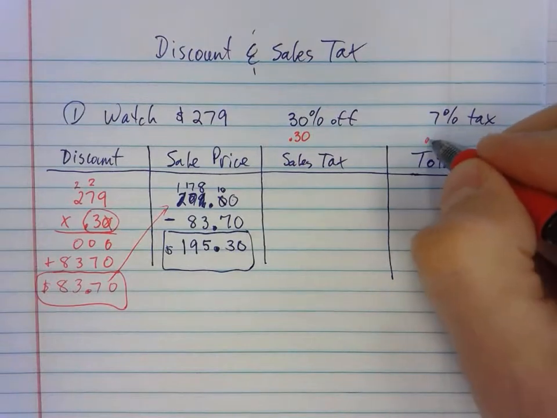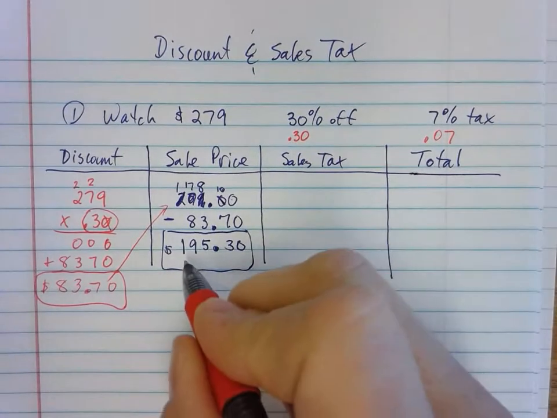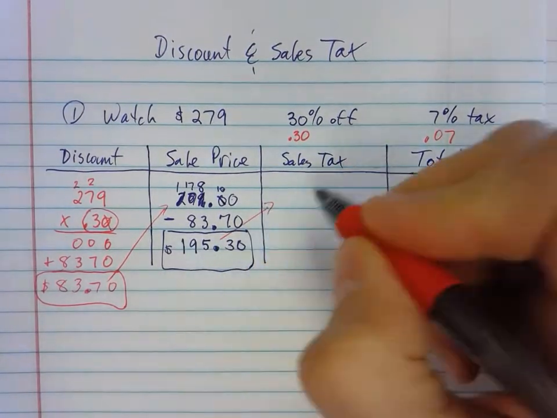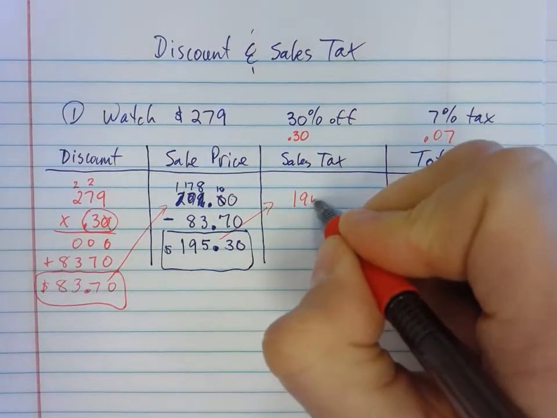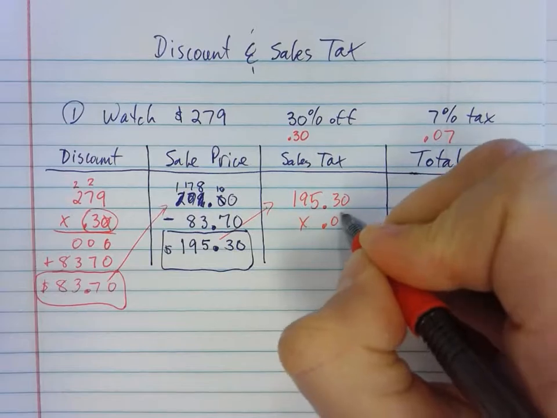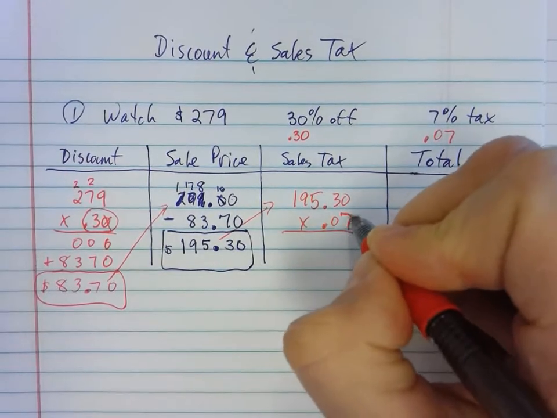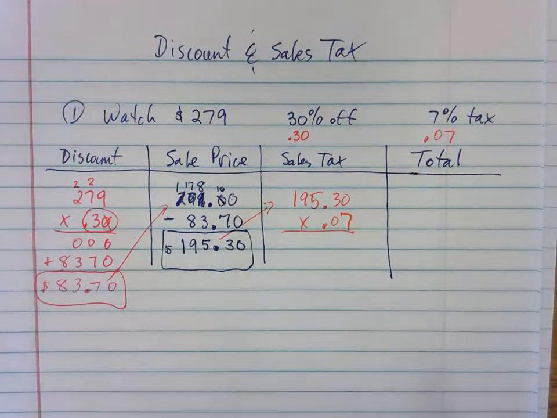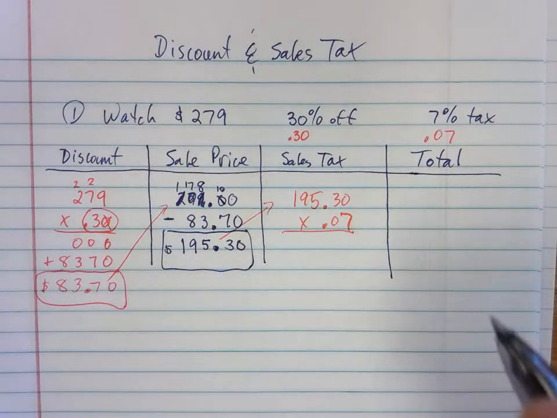If you're saying 0.07, you are correct. So now I got to take this, put it up here, and do 195.30 times 0.07. Hopefully you know your 7 times tables. If you're 12 or 13 years old and you don't know your 7 times tables, it's time to learn them. Matter of fact, it's overdue. You should have learned them about 3 years ago.